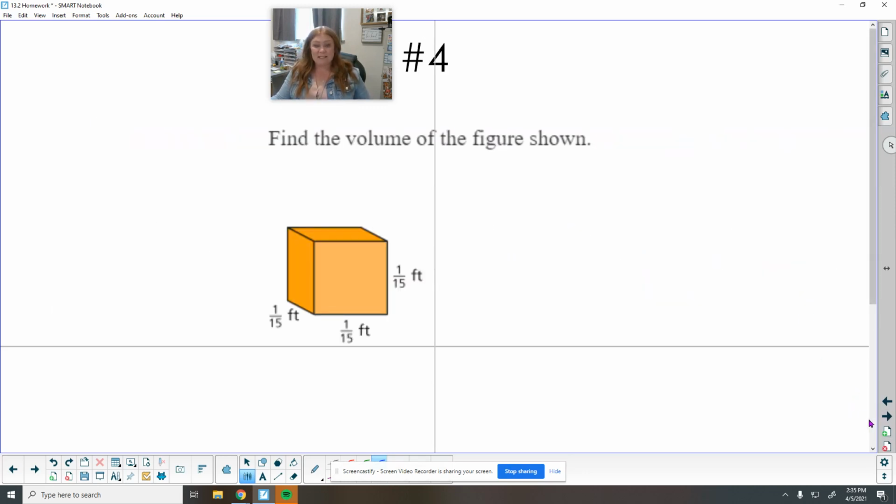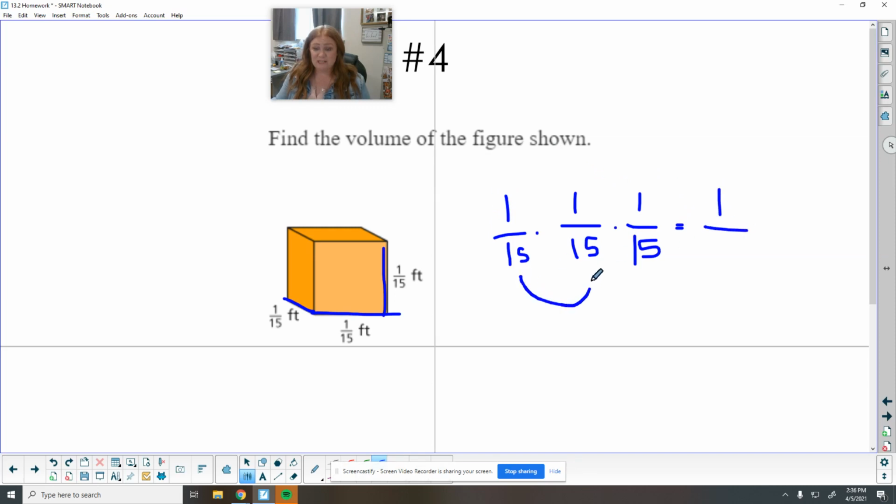Hey, number 4 wants us to find the volume of this figure that is shown. So the length is 1/15. The width is 1/15. And the height is also 1/15. So we have a perfect cube here. Length times width times height. So they're already fractions. So 1 times 1 times 1 is 1.